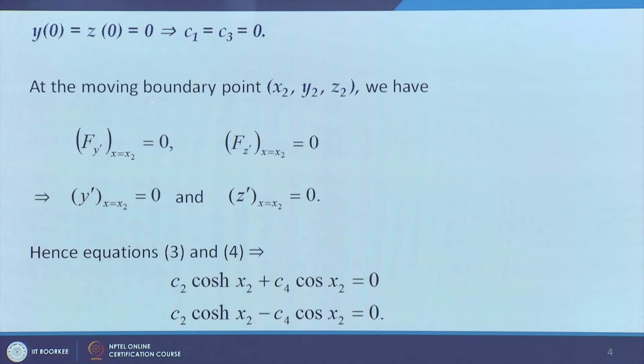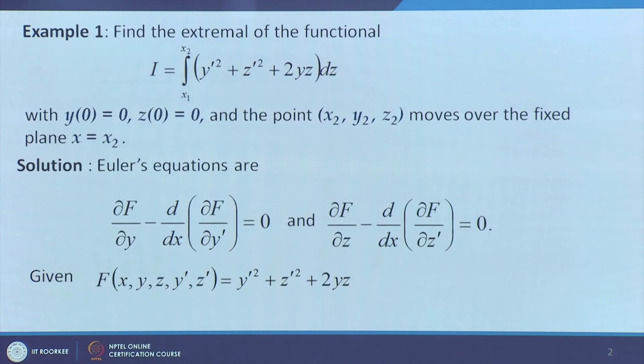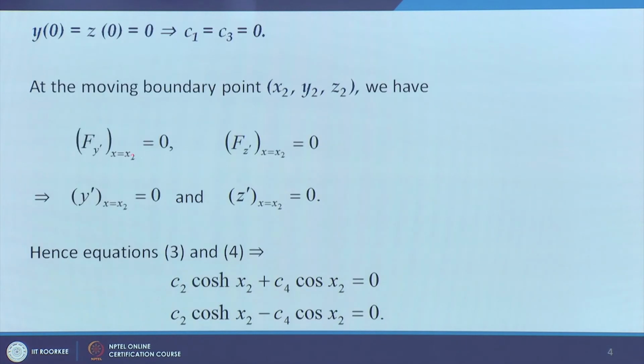Now at the moving boundary point (x2, y2, z2), since the boundary point lies on the surface, we have the other conditions. F_y' at x equal to x2 is 0, F_z' at x equal to x2 is 0. So if we find, F_y' is 2y' and F_z' is 2z'. So F_y' at x equal to x2 is 0 means y' at x equal to x2 is 0, and F_z' at x equal to x2 is 0 implies z' at x equal to x2 is 0.